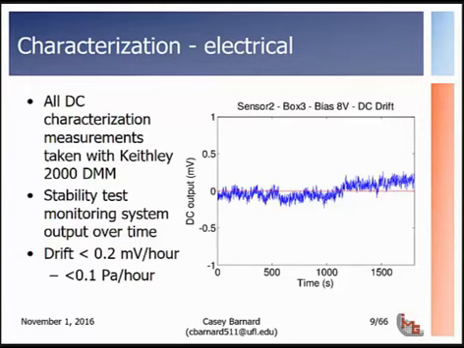This is what we call the DC drift test, or it's somewhat our DC noise floor, if you will. It's looking at what the variations in the DC output of the circuit are over time with no flow input whatsoever, just sitting on a table. We end up seeing that our drift is on the order of 0.2 millivolts per hour, which corresponds to an error of about 0.1 Pascal per hour for DC measurements.